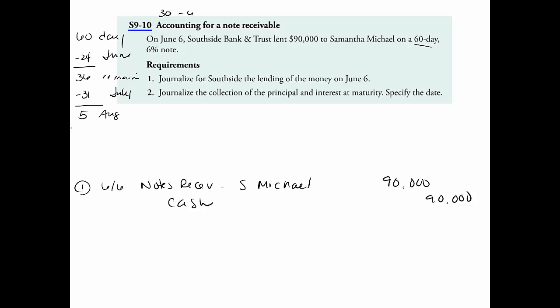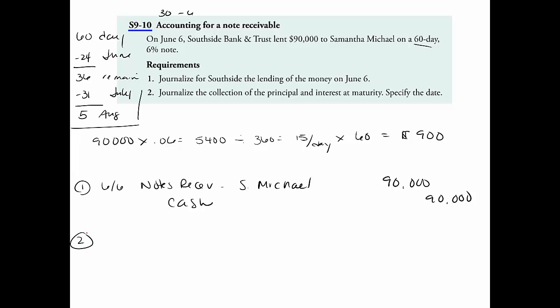So our interest will be the principal of $90,000 times 6%. So I get annual interest of $5,400 if I had it for the whole year. But this is in days, so I'm going to divide that by 360. And I get an interest rate of $15 per day. And I have this for 60 days. So that is $900 total interest.